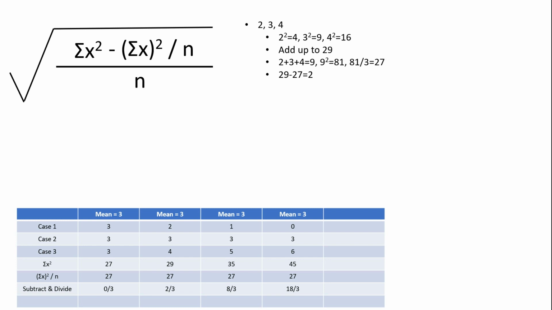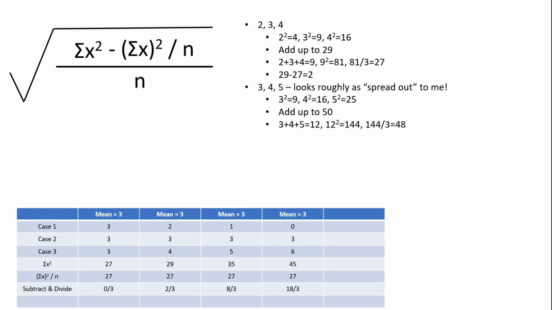Let's raise the mean. 3, 4, and 5 looks roughly as spread out as 2, 3, and 4 to me. Okay, let's do the same thing. There are the squares, add them up and you get 50. Number's much higher because the average got higher. Now add them, square, and divide by n, and 50 minus 48 is 2, the same number. And just so you know, you can test it out yourself: if we make the three scores 48, 49, and 50, we still get 2.